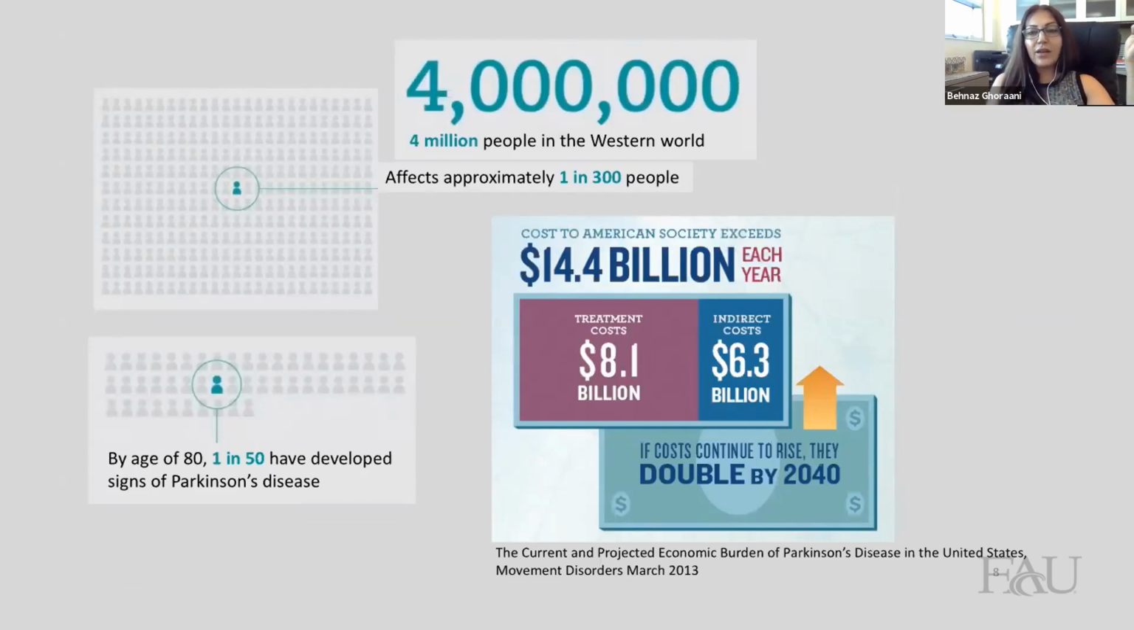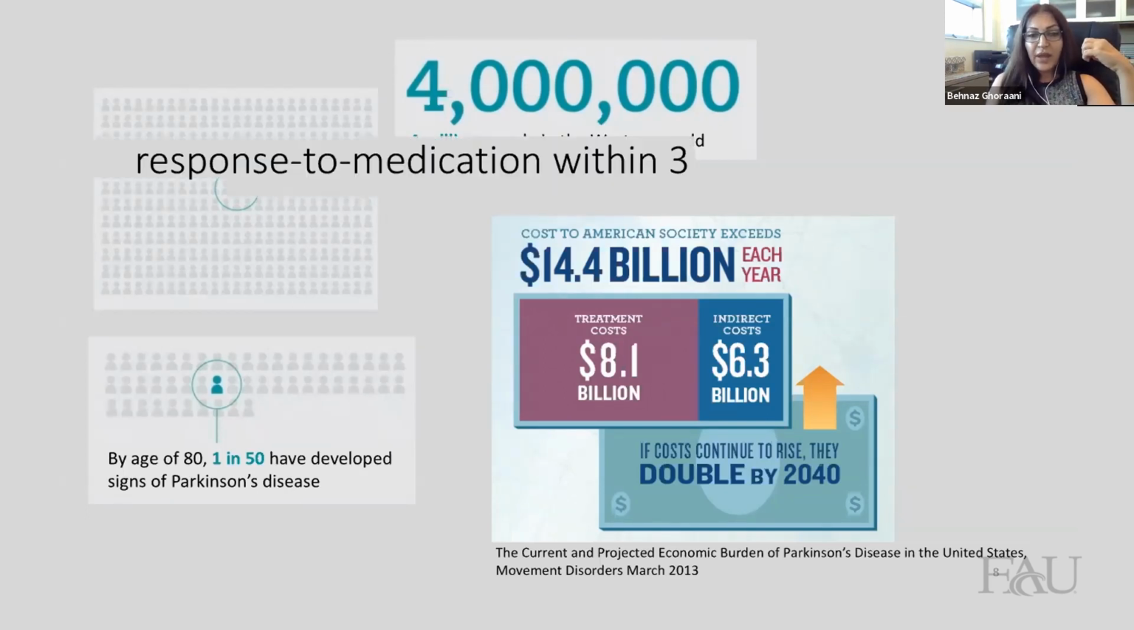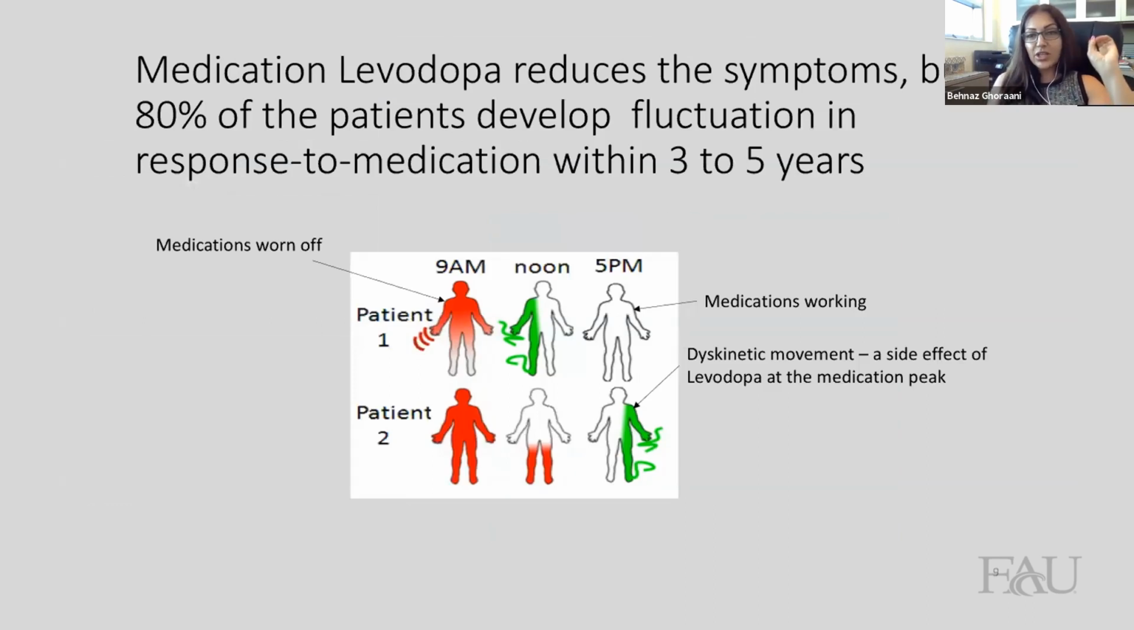Just to give you some numbers: 1 in 300 people in the world are affected by Parkinson's disease. By age 50, this statistic becomes 1 in 80 people. It has a huge economic burden of about $15 billion every year, and this is expected to double by 2040. Let me describe one of the problems that we are focusing on here.